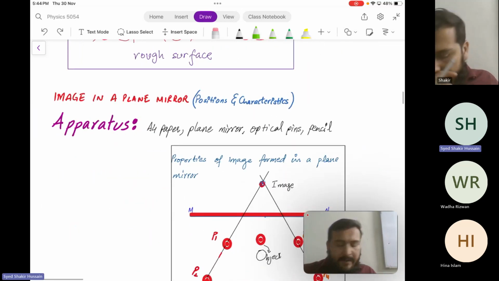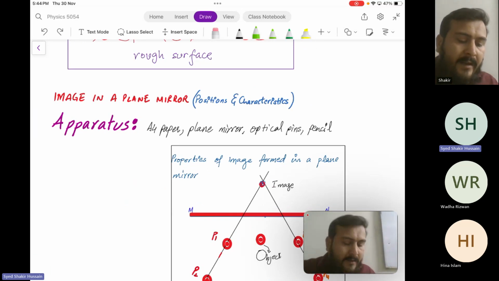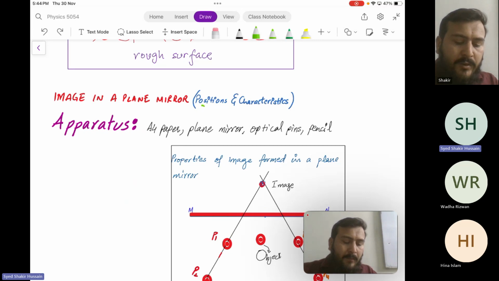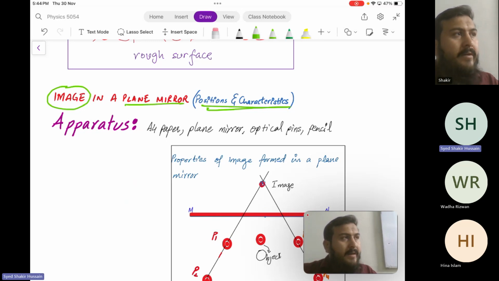Then we have another experiment and another concept in which we'll find the position and characteristics of an image that is formed in a plane mirror. Position and characteristics of what? Of an image that is formed in a plane mirror. Got it? Any problem? Any confusion? Girls there? Hina? Fadaha? It's clear.